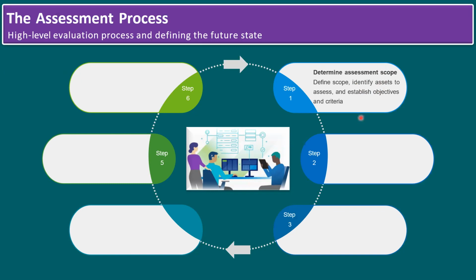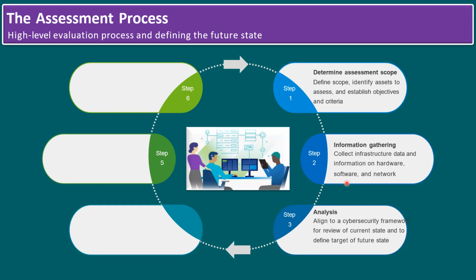The second step is information gathering. Collect infrastructure data and information on hardware, software, and network. Not only hardware and network, it will also include software. The third step is analysis: align to a cybersecurity framework for review of the current state and to define the target future state. And the fourth step, reporting and roadmap: document the assessment findings and recommendations and create a roadmap to mitigate gaps.